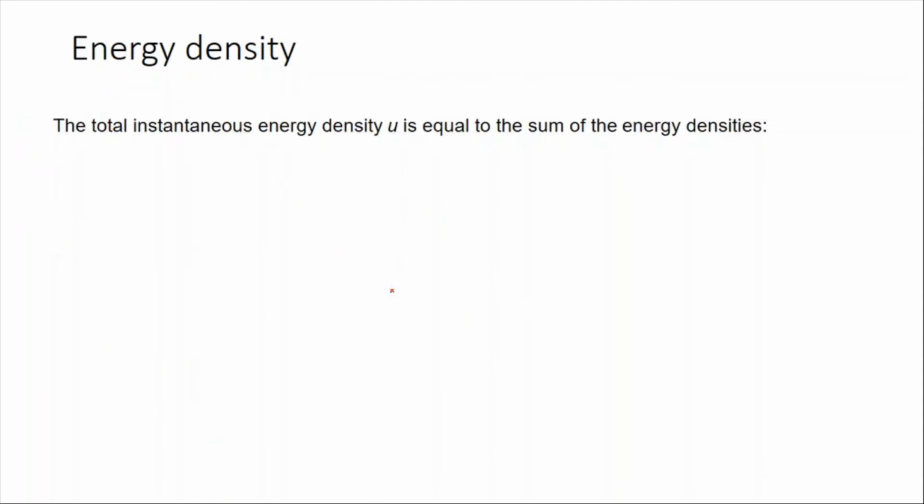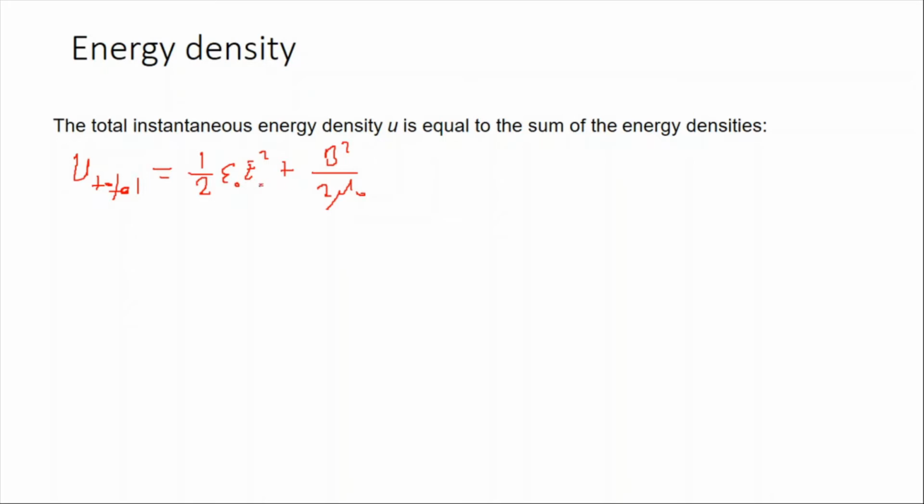So let's continue with the energy density. The total instantaneous energy density U total is equal to the sum of the energy densities. This is the total instantaneous energy, which will be equal to the energy density of the first one, epsilon 0 E squared over 2, plus B squared divided by 2 mu 0.